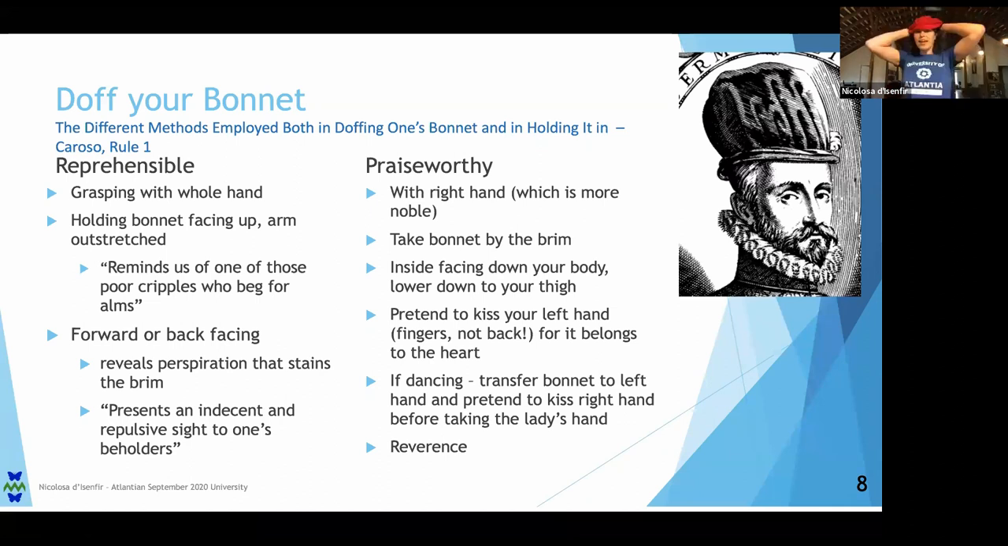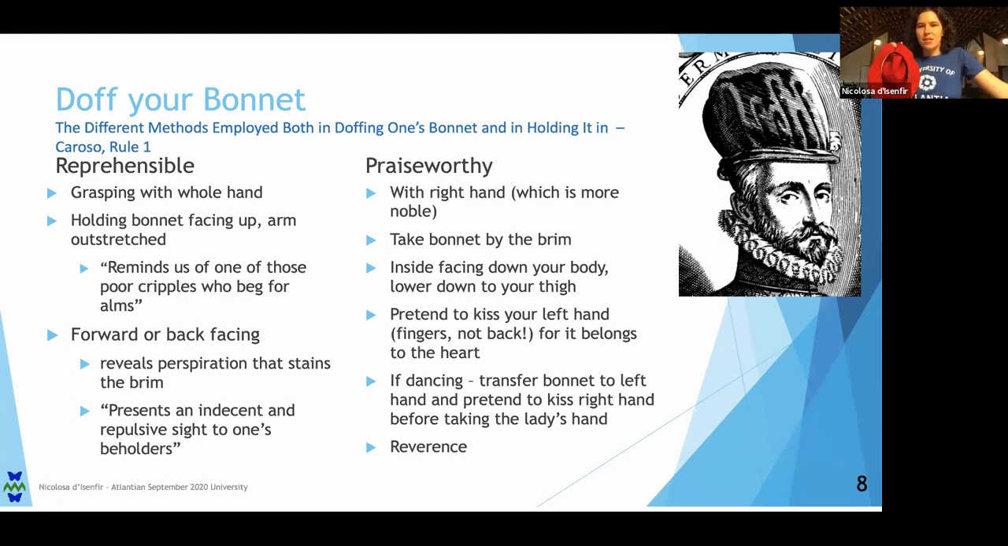The final way that we'll go over right now of how to take off your hat improperly is when you take it off, and you can't see me because I don't have full length, you hold the brim forward or back. The reason for this is if you are holding it forward or back, people in front can see, or people behind you can see. And what are they seeing? You're wearing this hat all day, every day, constantly.